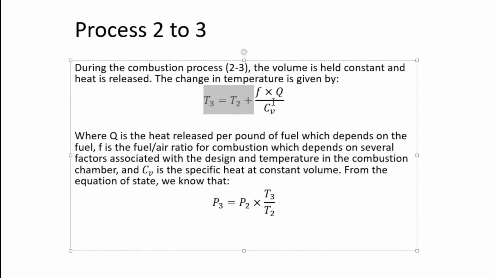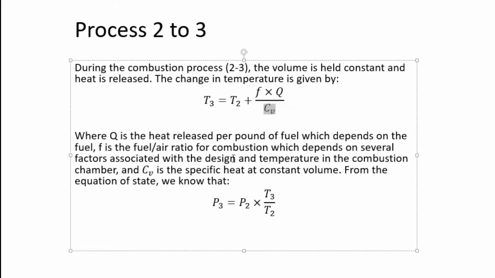the T3, can be calculated as T2 plus FQ by CV, where Q is the heat release per pound of a fuel, and each depends on the fuel, and F is the fuel ratio, or it is the fuel plus air ratio which is used for the combustion. And you can see here this CV is the specific heat constant at constant volume.